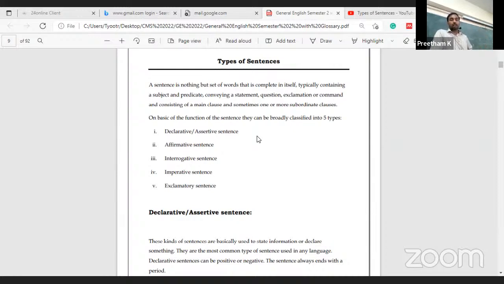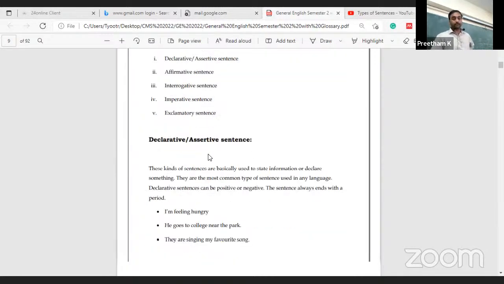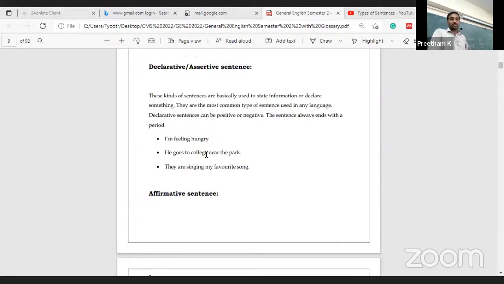Okay? Conveying a statement, question, exclamation, or command, and consisting of a main clause and sometimes one or more subordinate or dependent clauses. On the basis of the function of the sentence, they can be broadly classified into 5 types: declarative or assertive, affirmative, interrogative, imperative, and exclamatory. What do you mean by a declarative or assertive sentence? These kinds of sentences are basically used to state information or declare something. They are the most common type of sentence used in any language. Declarative sentences can be positive or negative. The sentence always ends with a period.